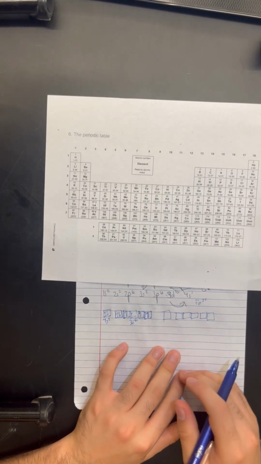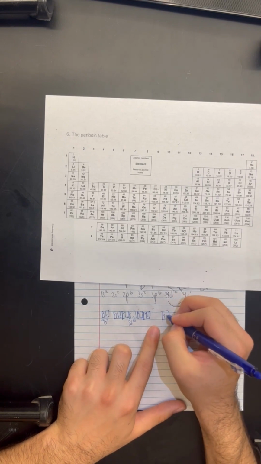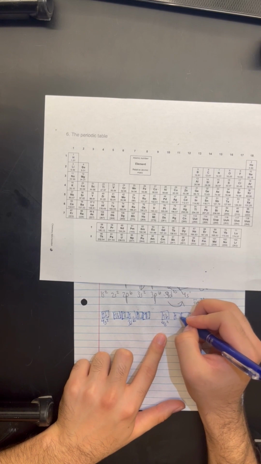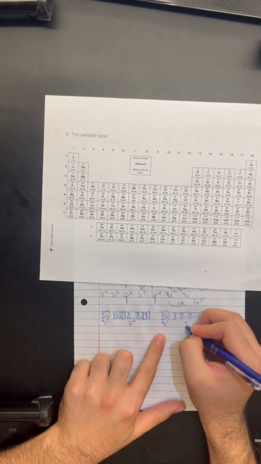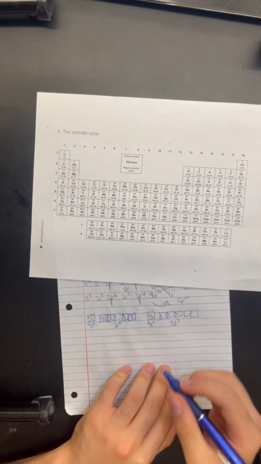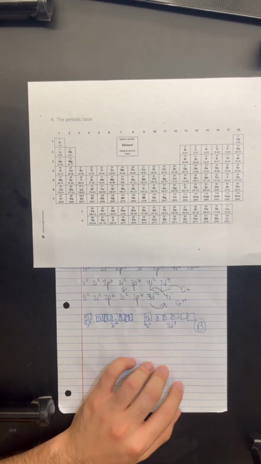However, because it's the 3+ ion, we have to remove 3 of these electrons, leaving us with 4s2 and then 3d3. So that means our answer choice for this question would be B.